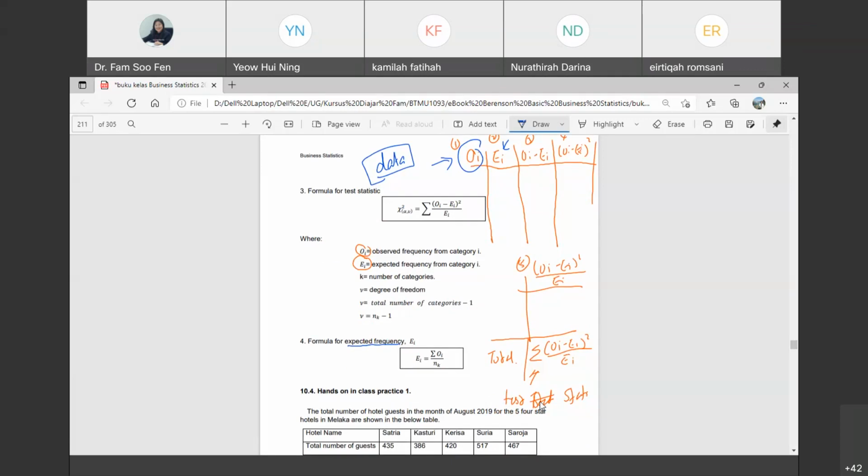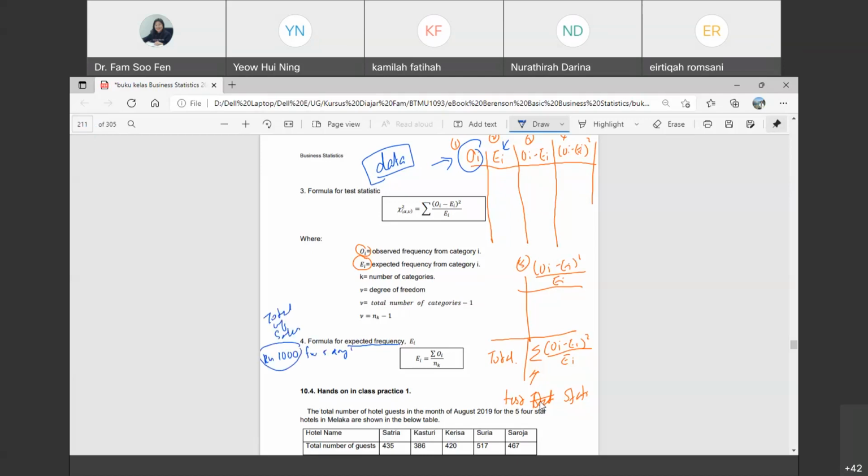For example, let's say your sales is 5,000 ringgit for 1 week, for 5 days. So your expected value for 1 day is how much? That will be the total of sales.